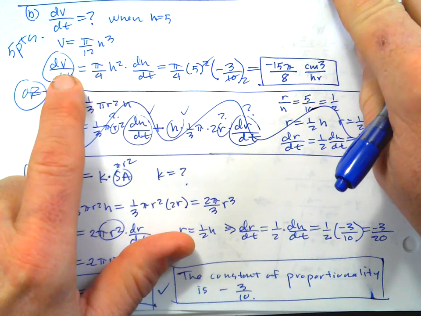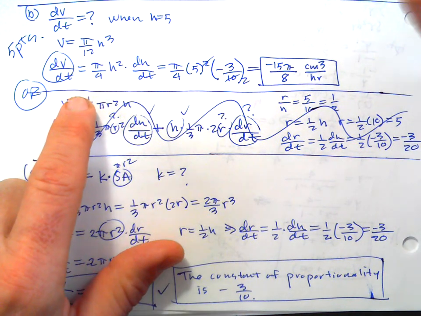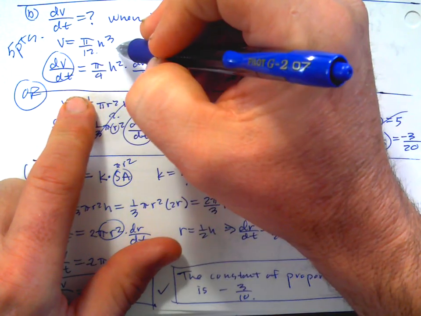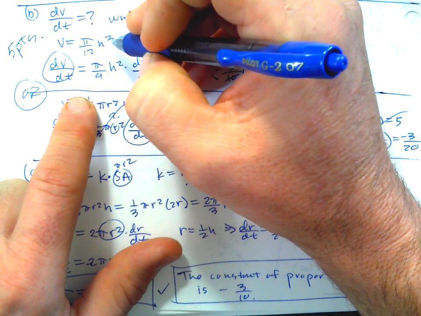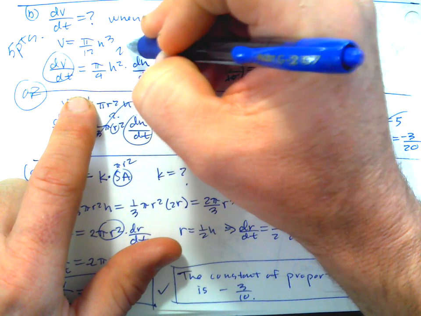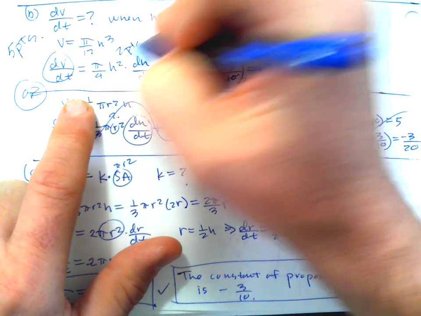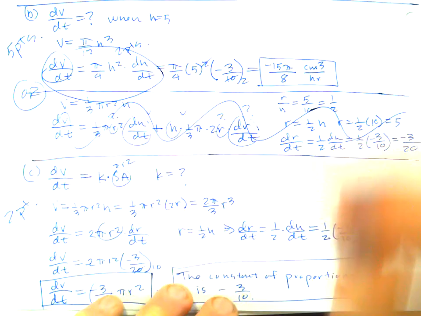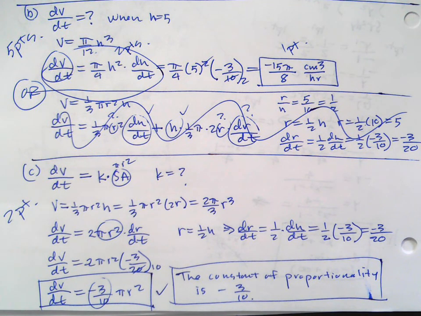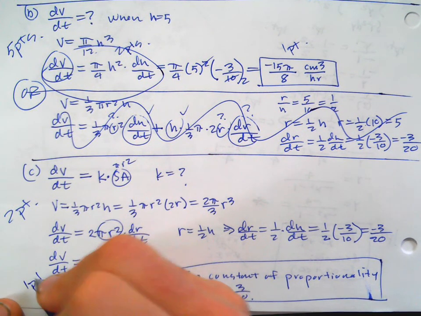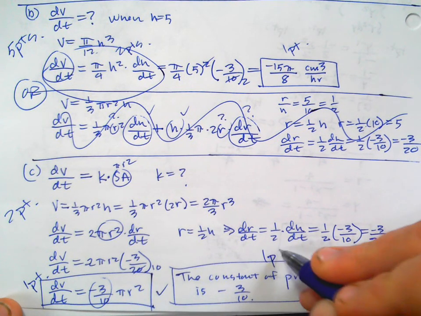And then you got a point for taking the derivative. You got 2 points for taking the derivative implicitly. And then you got another point for your final answer. And on this one, you got a point for this, and you got a point for this. So, good stuff.